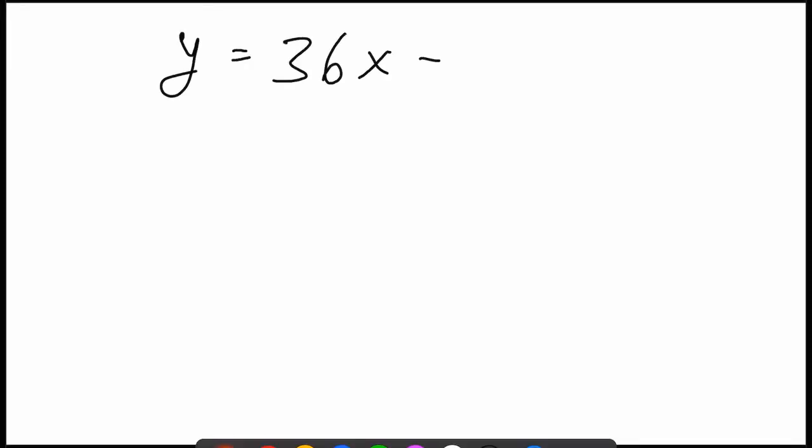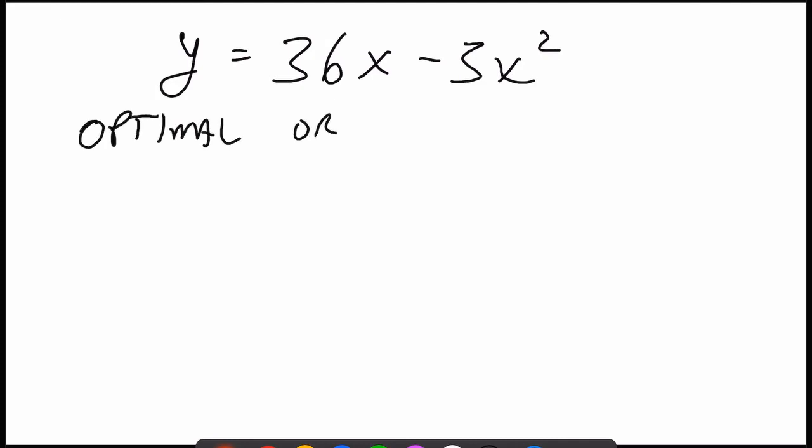Okay, let's just take this back to the beginning. Just go back to the beginning. There's our equation. We want to find the optimal or the extreme value, right?